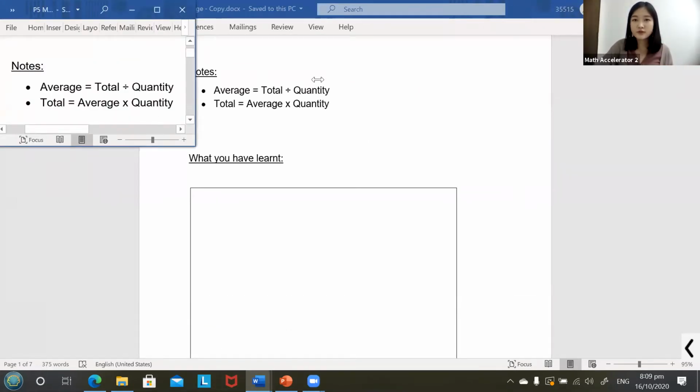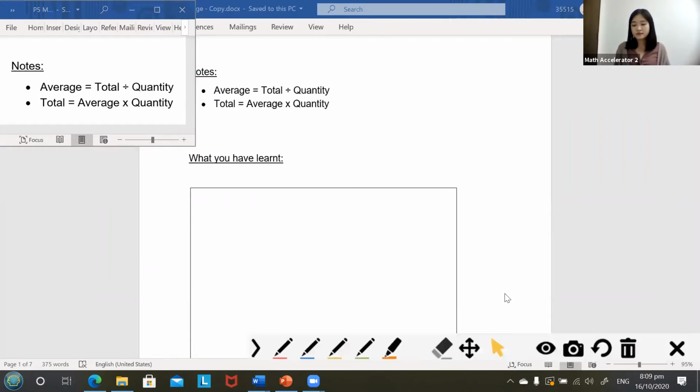If you have the worksheet with you, today is on average. So what is average? How to find average? It is the total divided by the quantity. And how do you find total? It will be the average times the quantity. So that's the basis of what average is.